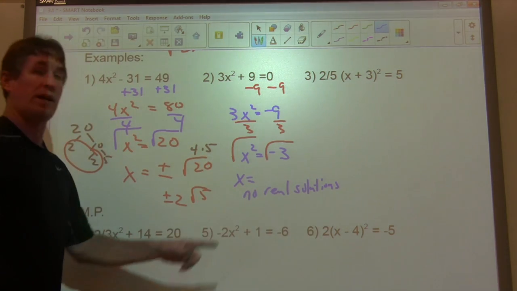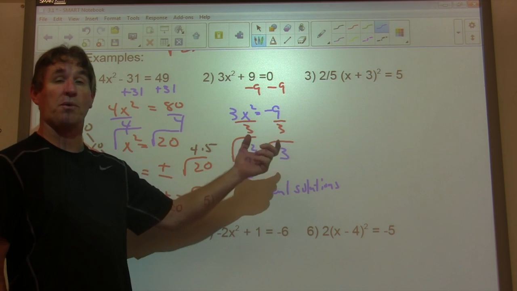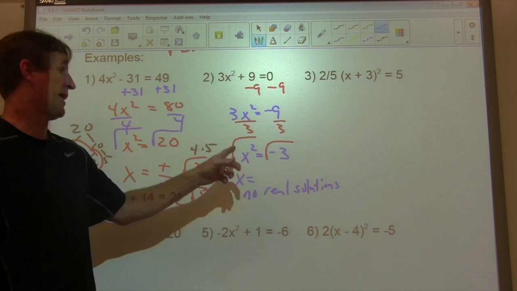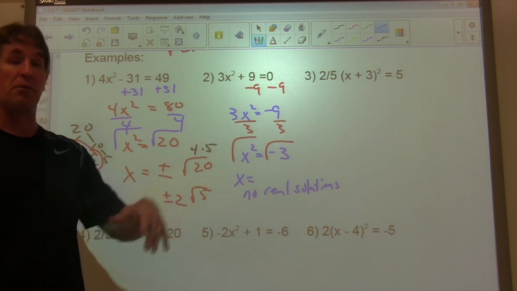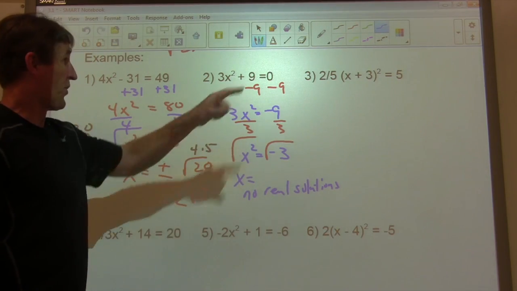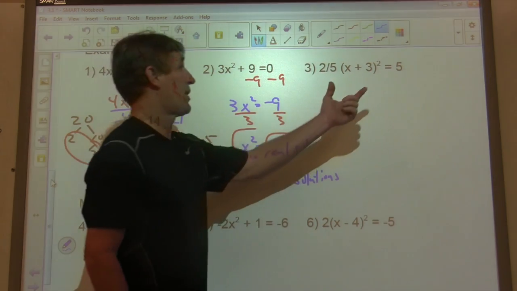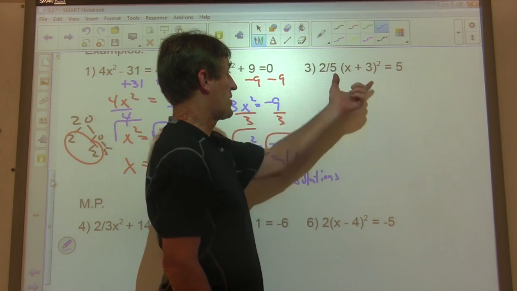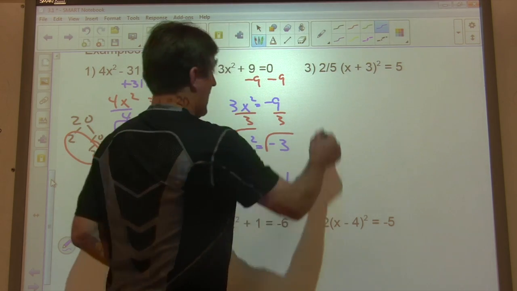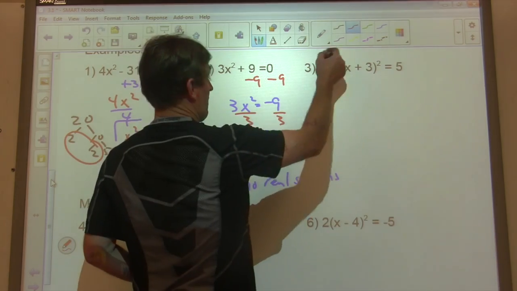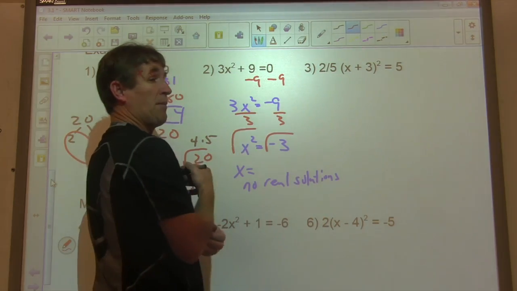Later on in the year, we'll learn how to find this answer, and we'll work with what's called imaginary solutions, and we'll be able to find the square root of negative 3. So for the third one, again, we have to isolate the part that's squared. Now in this case, we have x plus 3 squared, so I'm going to isolate that whole thing, and it's multiplied by 2/5.